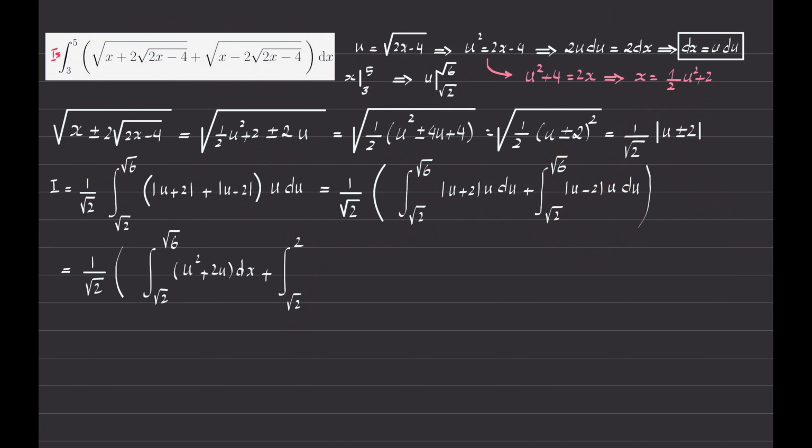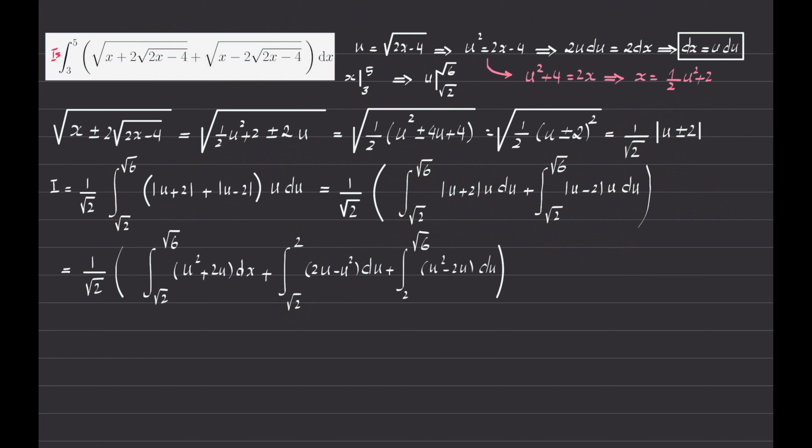So it becomes 2u minus u squared du, and then from 2 to square root of 6, but in this case u is always greater than 2, so this is positive. So I just remove it and write u minus 2 in brackets, and then multiply u here and there, so it becomes u squared minus 2u. But I hope that you can agree with me that all these integrals are extremely elementary ones to calculate.